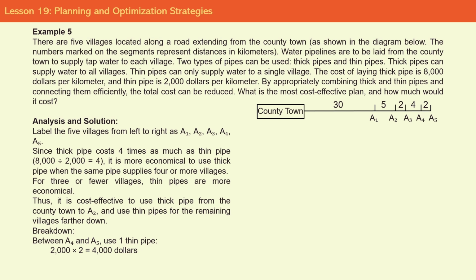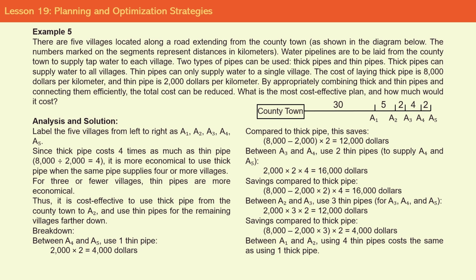Between A4 and A5, use 1 thin pipe, it costs $4,000. Compared to thick pipe, this saves $12,000. Between A3 and A4, use 2 thin pipes, it costs $16,000. Savings compared to thick pipe is $16,000. Between A2 and A3, use 3 thin pipes, it costs $12,000. Savings compared to thick pipe is $4,000.